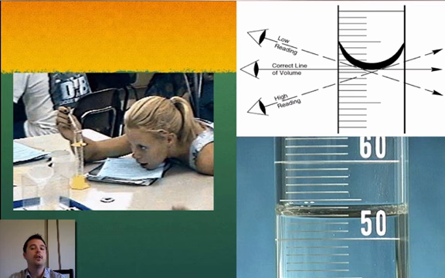Now, if you read too high, as this diagram shows you, if you have your eyeball set too high, you're going to get a low reading. If you have your eyeball set too low, you're going to get a higher reading, and your answer is going to be incorrect. So your eye level needs to be the exact level at the bottom of the meniscus.